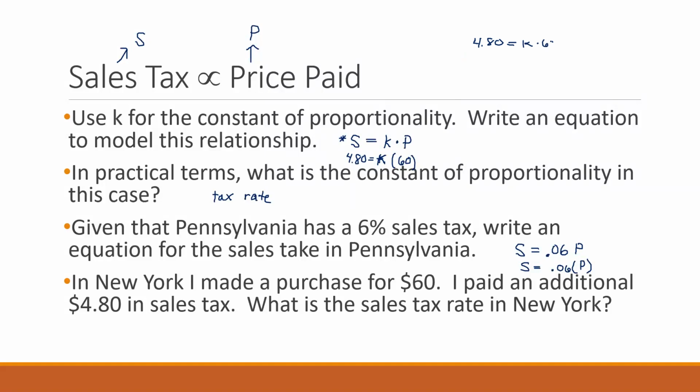In order to solve that equation, I have to do a little bit of algebra. Algebra requires that I divide as the opposite of multiply. So I'm going to divide by 60 on both sides. The 60s cancel, so K equals. I'm going to put this part here in my calculator, 4.80 divided by 60, and I get 0.08. And I could change it to a percent. So I would answer this, that is 8% sales tax in New York.